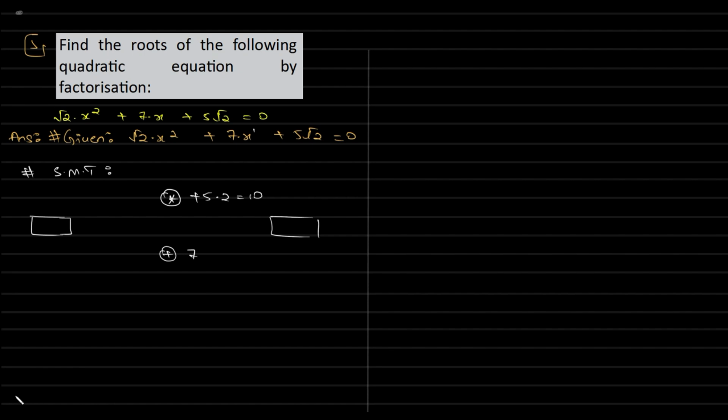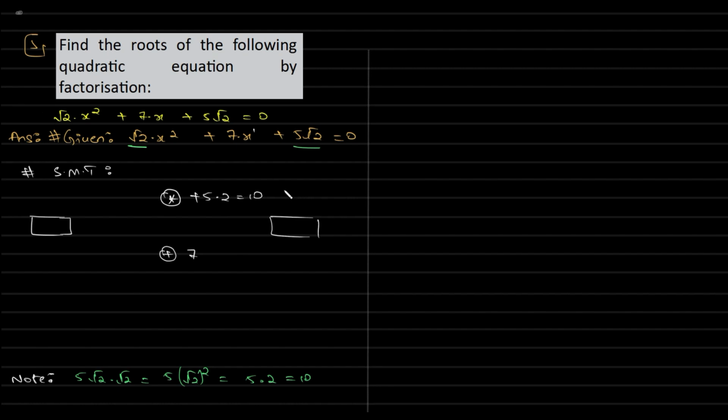For people who are not aware of what we just did, see, 5 root 2 into root 2 is nothing but 5 root 2 into root 2, which is 5 into 2, which is nothing but 10. That's what we wrote over here. It should be the product of the constant and the coefficient of x square. The constant is this and the coefficient of x square is root 2. Right, when added it should give me 7.